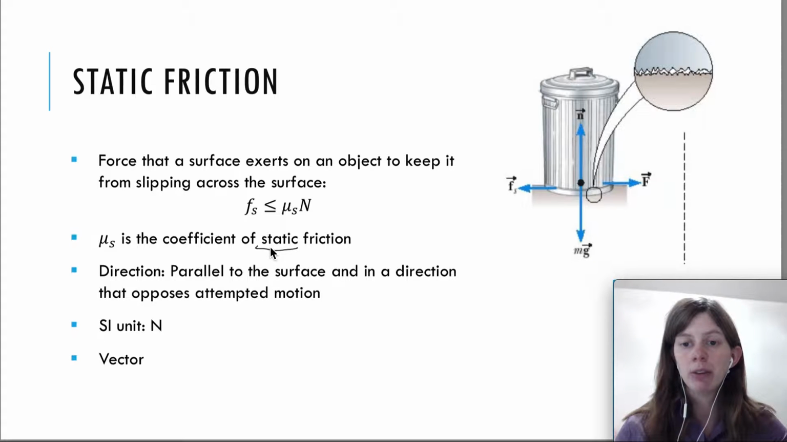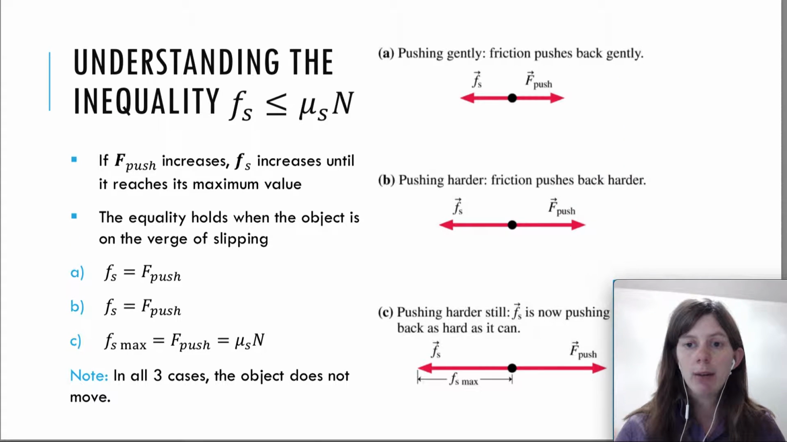Again, the object is not moving. If the object starts moving, then you have to switch to kinetic friction. This is a force, so the units are Newtons, and it's a vector. What we need to do is understand what this inequality means. I have the next slide devoted to this, and I found a nice little picture here that really helps to explain it.